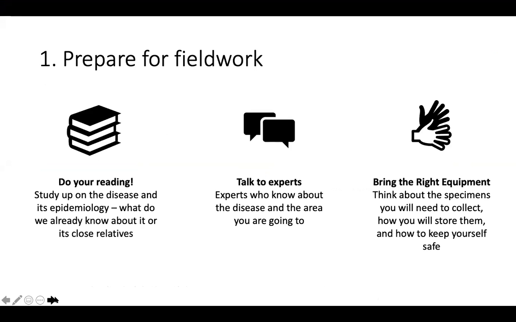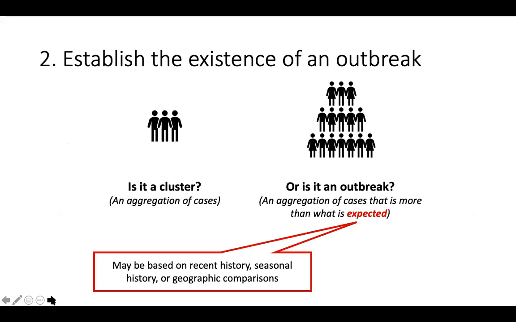What you want to do here is make sure that you know as much as you can about the disease and the situation, the context that you're going into. That includes bringing the right equipment. We want to make sure that we have the right equipment for taking specimens, human specimens if we need it, as well as environmental specimens, things from the water, things from the dirt, things from the earth, but also that we have the right equipment to protect ourselves as investigators to make sure that we don't acquire the infection and that we stay healthy.